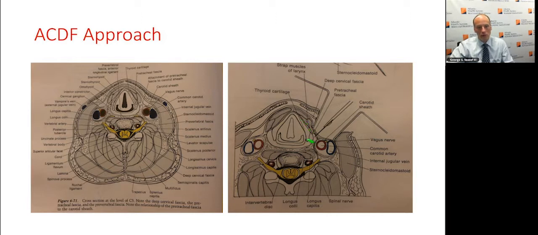The vital structure here is the carotid sheath that houses the carotid artery, the vagus nerve, and the internal jugular vein. By getting right through this plane right here, it takes you right down to the longus colli muscles and the front of the spine, and you basically simply retract the esophagus for a safe plane.